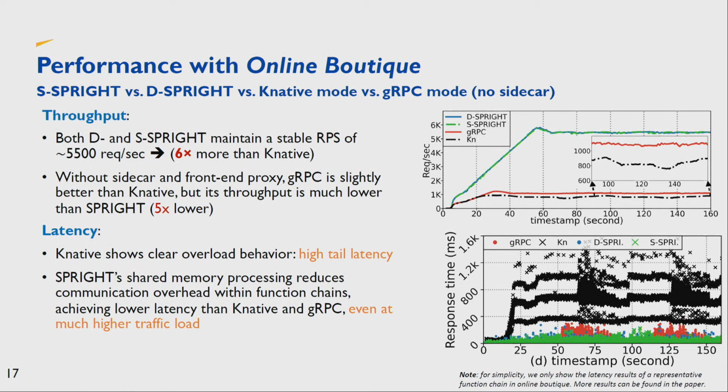And here are the results. Both D-SPRIGHT and S-SPRIGHT maintain a stable RPS which is almost 6 times higher than Knative. When you look into the latency results, Knative shows clear overload behavior with very high latency. The gRPC setup is certainly better, but its throughput and latency are still much worse than our design. This is because SPRIGHT's shared memory processing reduces communication overhead within the function chain, so we can achieve better performance even with a much higher traffic load.